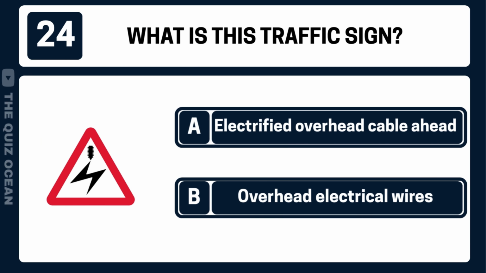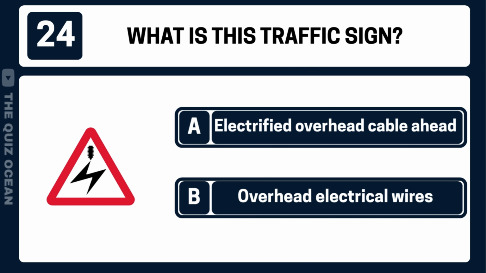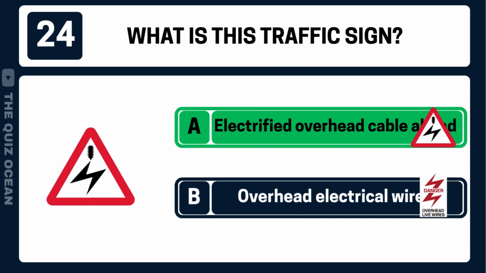What is this traffic sign? A. Electrified overhead cable ahead. B. Overhead electrical wires. The answer is A. Electrified overhead cable ahead.